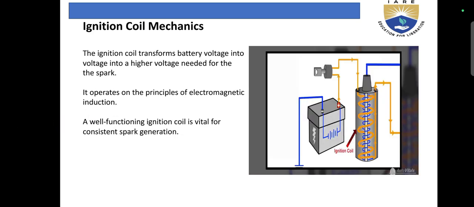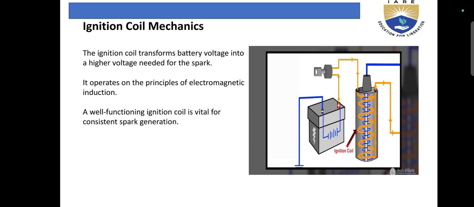Ignition coil mechanics. The ignition coil transforms battery voltage into the higher voltage needed for the spark. It operates on the principle of electromagnetic induction. A well-functioning coil is vital for consistent spark generation.